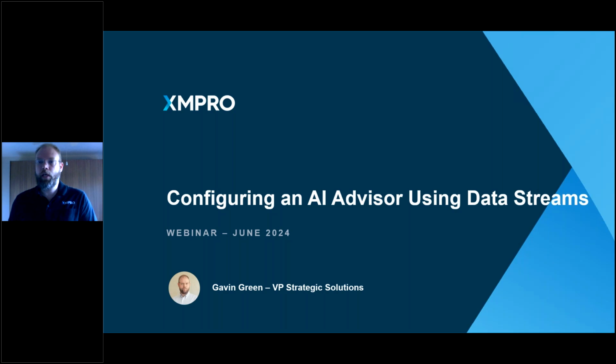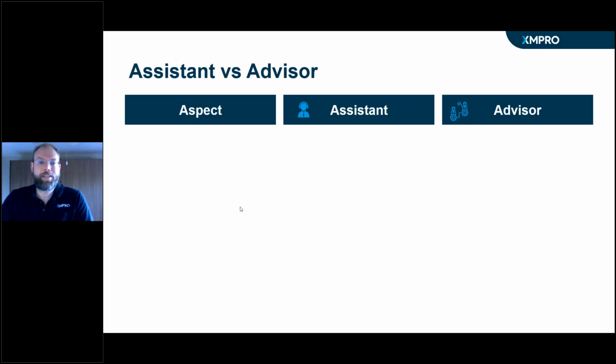So today what we're going to do in this webinar is run through configuring an AI advisor using data streams inside XMPro. Before we jump in, it'll be good for us just to get an understanding of the different terminology that I'll be talking to. So what's the difference between an assistant and an advisor? Those are the key things that I'm looking to run through here.